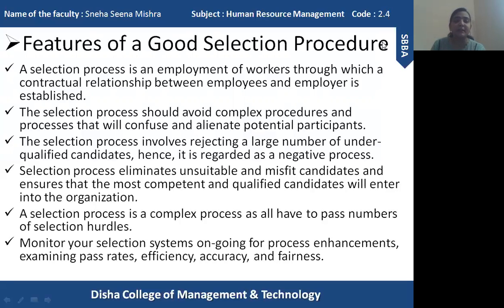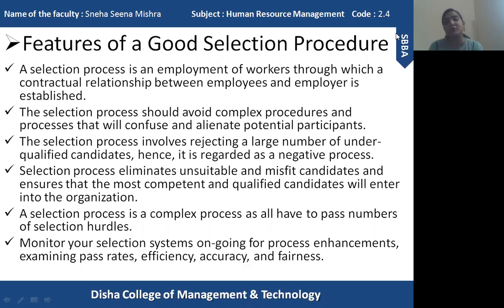Okay. The next point here says that the selection process should avoid complex procedures and processes that will confuse and alienate potential candidates. So the second feature which is essential explains that the selection procedure needs to be less complicated. If it is more complicated, the candidates first of all won't understand the selection procedure. They would keep failing in the different stages of the selection procedure, and good and potential candidates would be alienated, which here means they won't be able to relate with the procedure of selection.